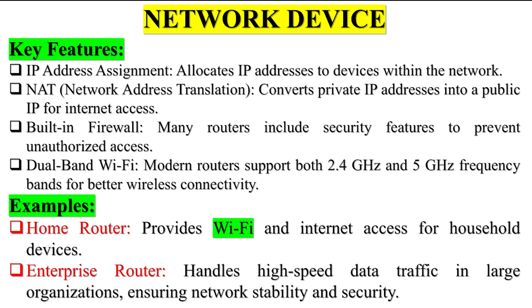Examples: A home router provides Wi-Fi and internet access for household devices. An enterprise router handles high-speed data traffic in large organizations, ensuring network stability and security.